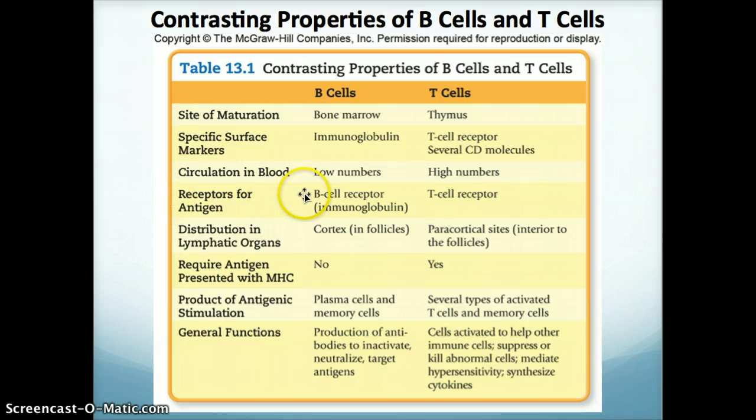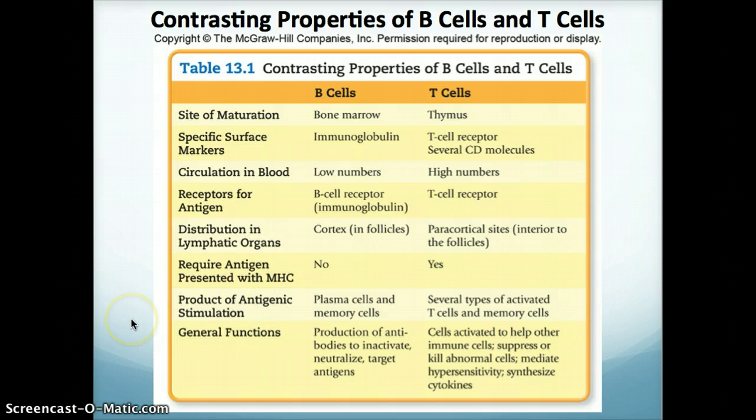There are low numbers of B cells. That's because they generally reside in the lymph organs. And there are high numbers of the T cells. The receptors for the antigens, there's the B cell receptor, obviously, and the T cell receptor. And then we talk about a couple of other things, the distribution in the lymphatic organs, where they're found in those lymphatic organs. And then with the antigen, do they require the presentation of MHC? And in this case, only the T cells do.